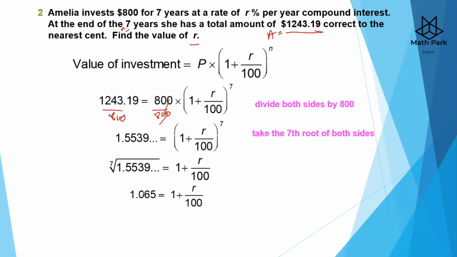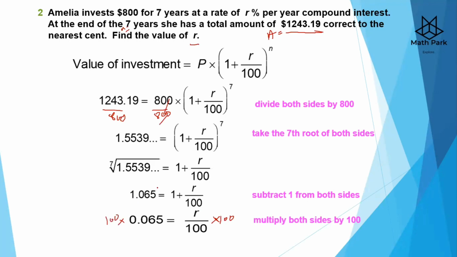Subtracting 1 from both sides, 1.065 minus 1, we get 0.065 is equal to R by 100. And then multiplying by 100 on both sides, we get 6.5%. So the rate of interest is 6.5%.